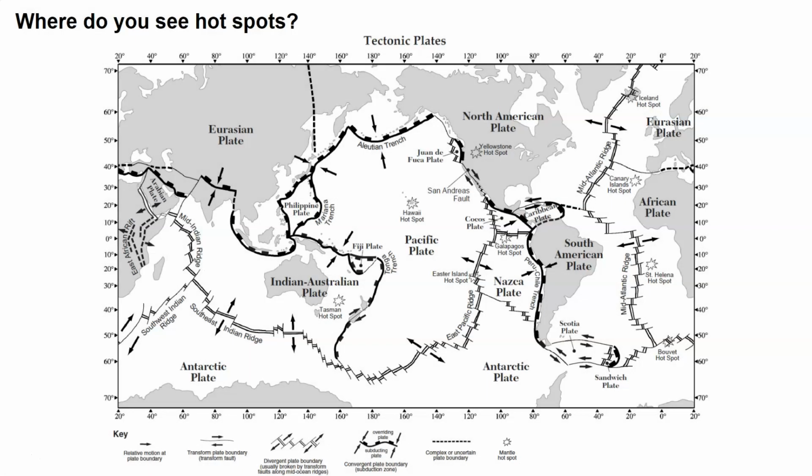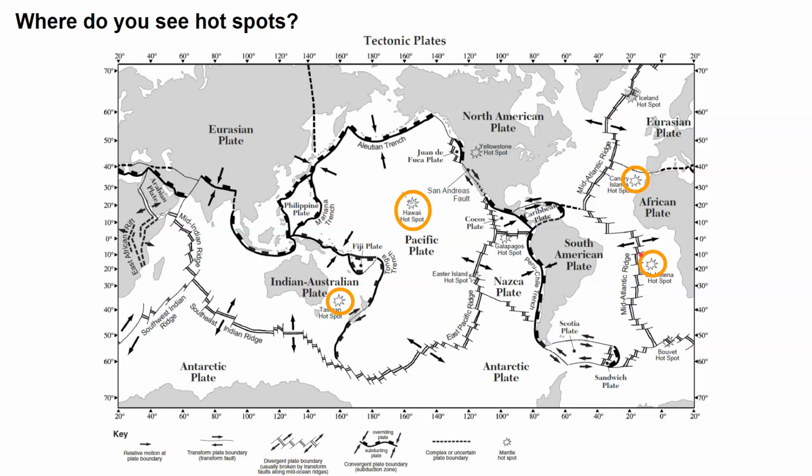So one of the most obvious hotspots to find is the Hawaii hotspot. And this is one of the first hotspots that was identified on the planet, and it's also one of the most widely studied. The Hawaiian hotspot is right in the middle of the Pacific plate. There's plenty of other hotspots that are also away from plate boundaries, such as the Tasman hotspot, the Canary hotspot, as well as the St. Helena hotspot. Not all hotspots are found away from plate boundaries in the ocean.